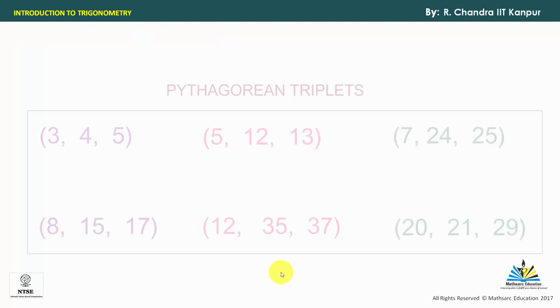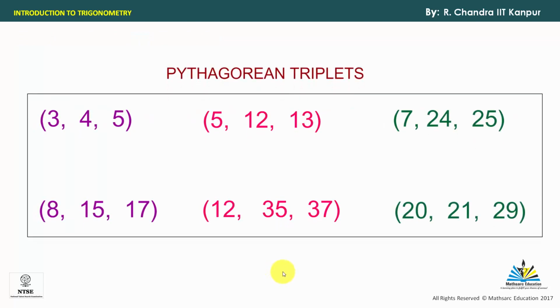So this was the Pythagoras theorem, and let's look at Pythagorean triplets. These are some Pythagorean triplets, as you can see here. 3, 4 and 5 means 3 square plus 4 square is equal to 5 square. So these are the Pythagorean triplets: 5, 12, 13, 7, 24, 25, 8, 15, 17.